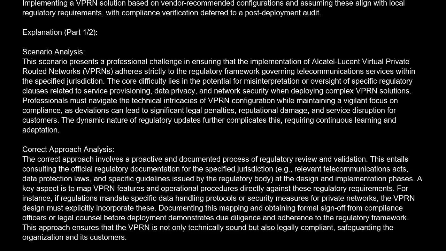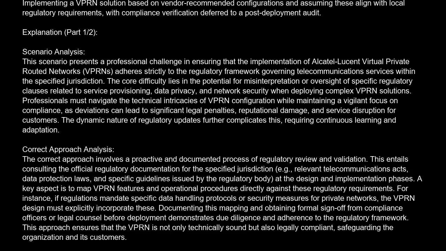Scenario analysis. This scenario presents a professional challenge in ensuring that the implementation of Alcatel Lucent Virtual Private Routed Networks, VPRN, adheres strictly to the regulatory framework governing telecommunication services within the specified jurisdiction. The core difficulty lies in the potential for misinterpretation or oversight of specific regulatory clauses related to service provisioning, data privacy, and network security when deploying complex VPRN solutions.